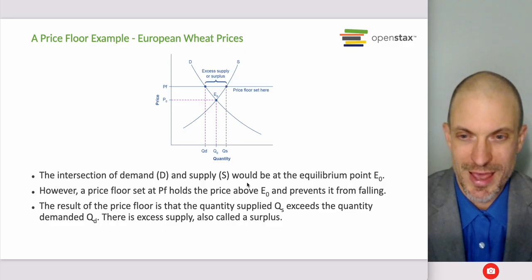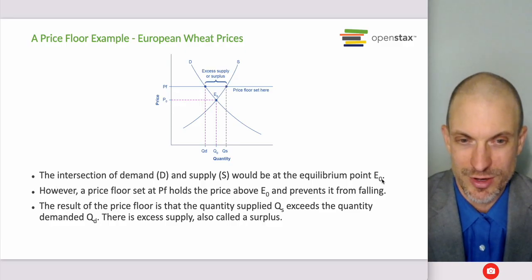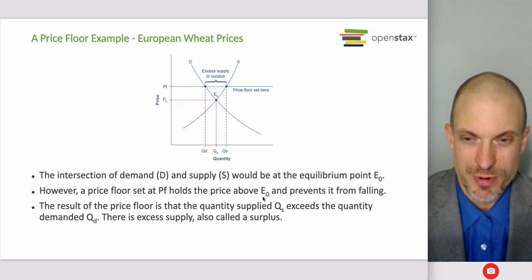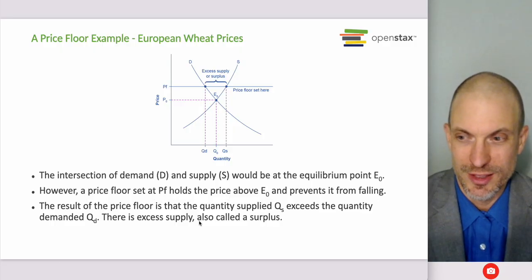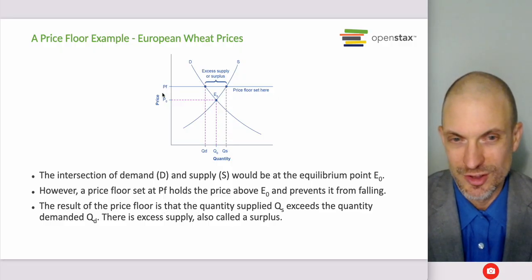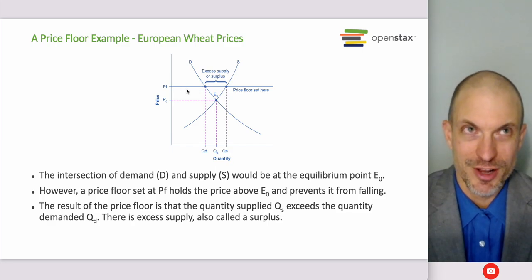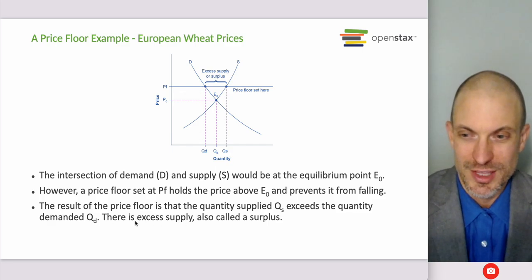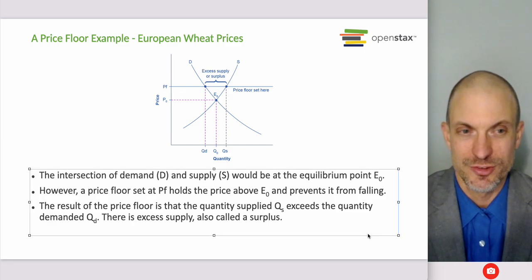The intersection of demand and supply would be at equilibrium point E naught. However, the price floor set at PF holds the price above E naught and prevents it from falling. The result of the price floor is that quantity supplied, right here, exceeds quantity demanded. Surprise, surprise, this is an above equilibrium price, so of course there's a surplus. It gives us excess supply, also called the surplus.